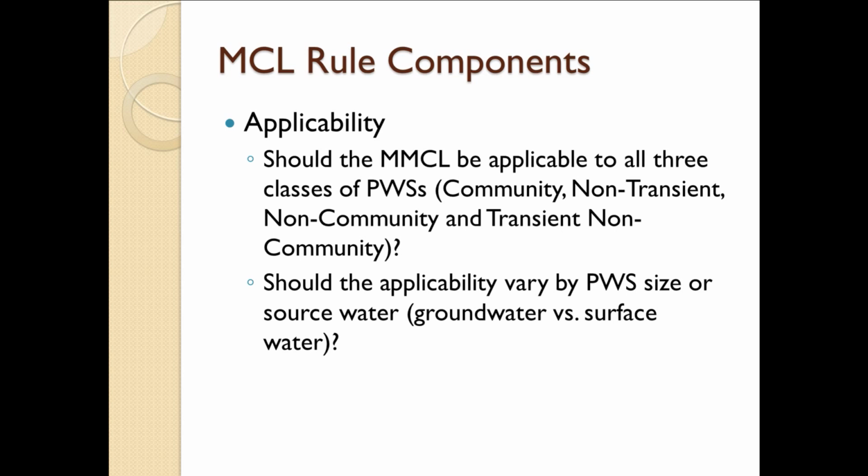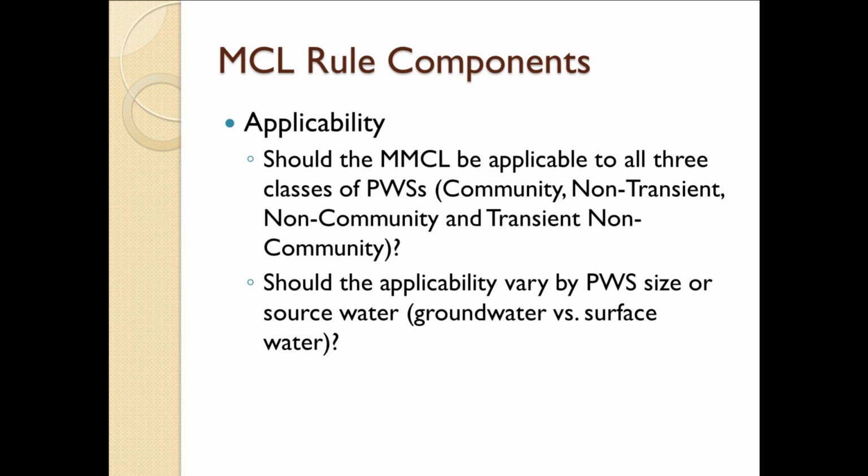Non-transient non-communities are where the same people come back every day. The best example is a school that has its own well, but it's also businesses that have their own well and have more than 25 employees. Transient non-communities are all the other little guys, from the ice cream shops on Cape Cod to places in your communities where you might just stop in for coffee.